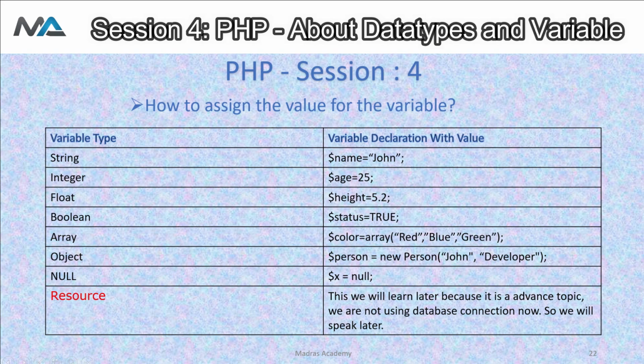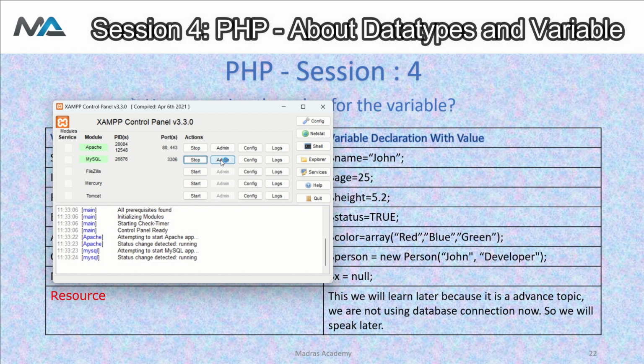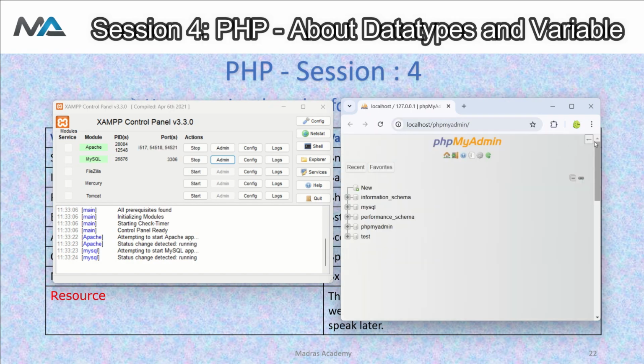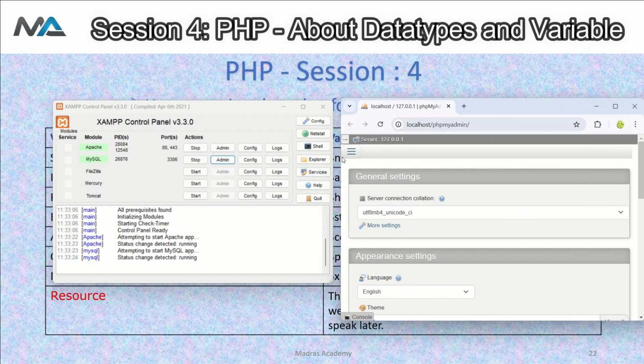Before writing the program, we need to start the server. I open the XAMPP server control panel and start it, and I need to click the admin. If I click that admin, the server is loading here. Wait for some time. Now the server is connected, and now we'll start writing the program.